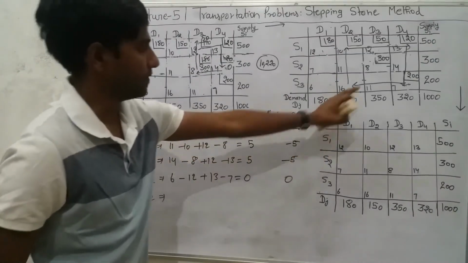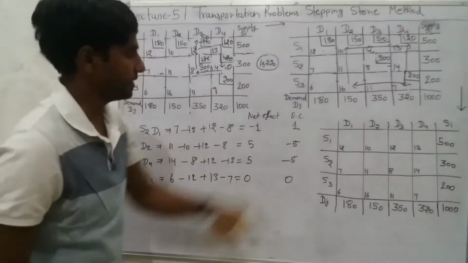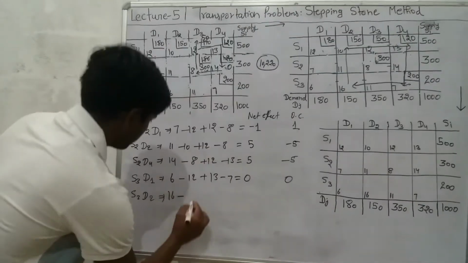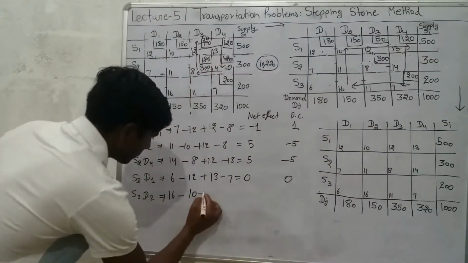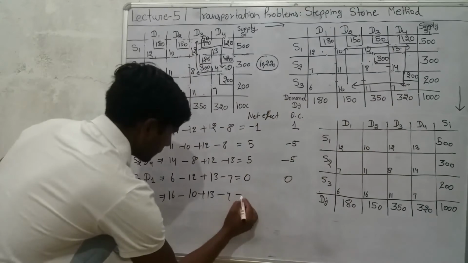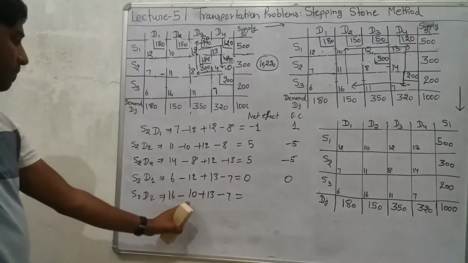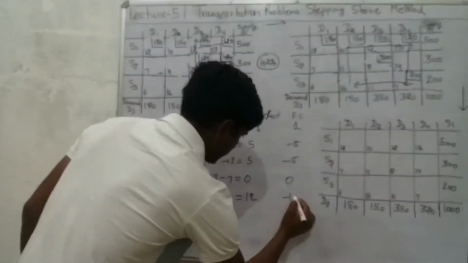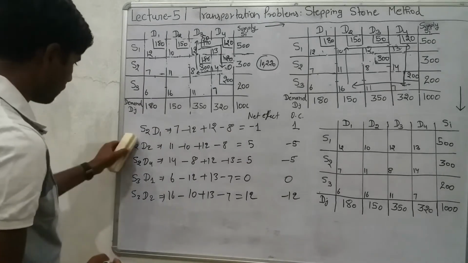So again there are 4 corner points of this cell. Plus 16, minus 10, plus 13, and minus 7. So what would be the net effect? 16 plus 13 is 29, minus 17, that means 12, means minus 12, so there would be a negative impact on the total cost.